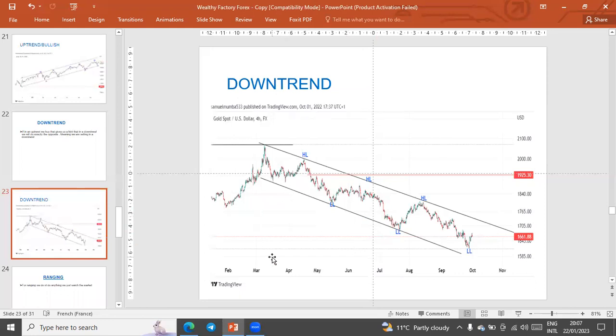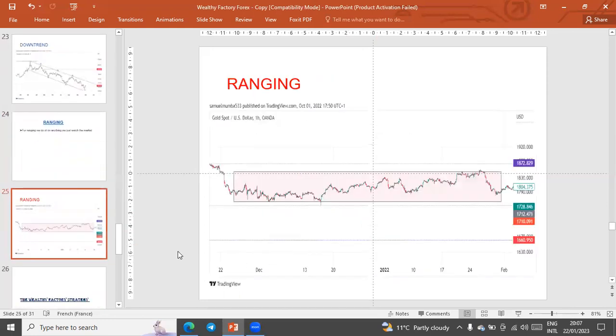So we have the last one now, which is the ranging market. The ranging market looks like this. It doesn't give us a definite direction, it just looks like it is in a certain zone. You can draw something that looks like a rectangle, and you're going to see that this market doesn't give us a defined direction of which it's taking.